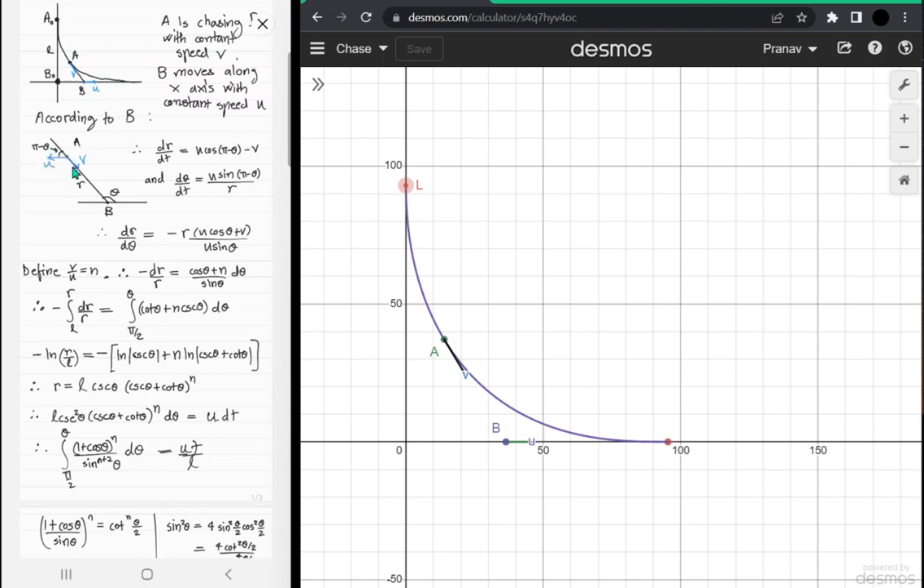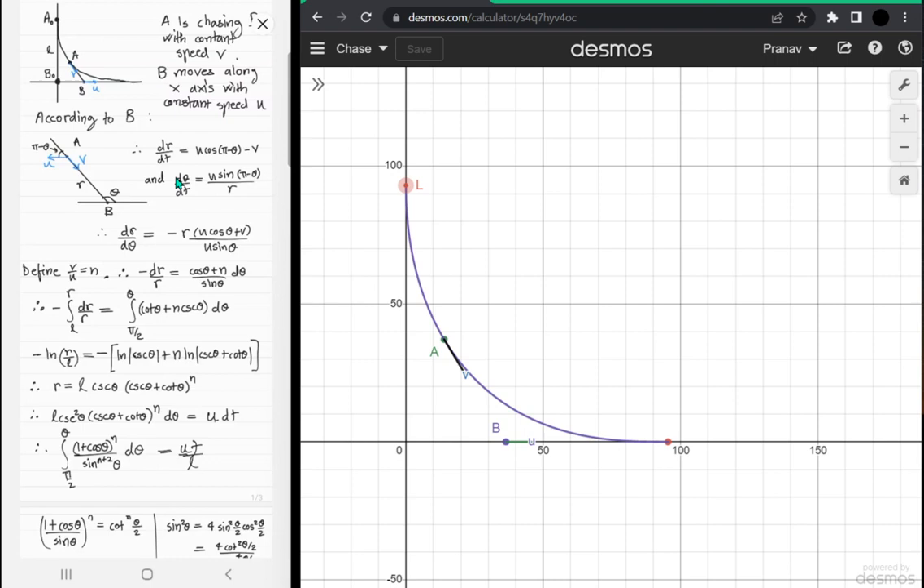So dr upon dt will just be the rate of increase of r. Over here u is supporting the increase of r and v is not supporting, and that's why it is u cosine of pi minus theta minus v. And of course, cosine of pi minus theta is just negative cosine theta. So in the end, your r is decreasing, right? And so we get the first differential equation from this. And similarly, you can get something for d theta upon dt.